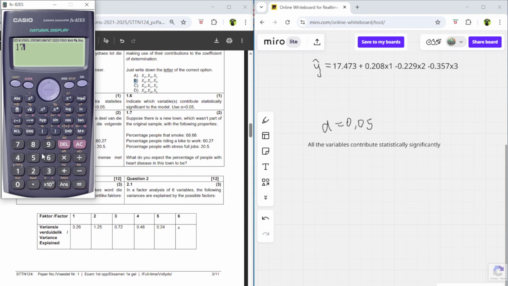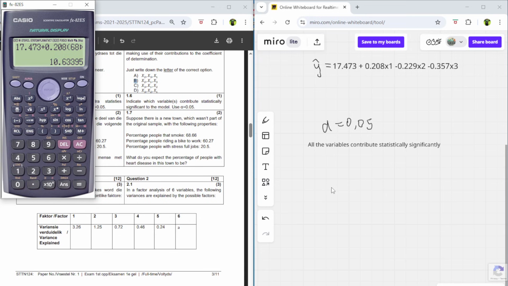So we're going to say 17.473 plus 0.208 times x1, which is given over here, 68.66, and then minus 0.229 multiplied by 60.27, and then minus 0.357 multiplied by 20.5, and the answer is 10.63.